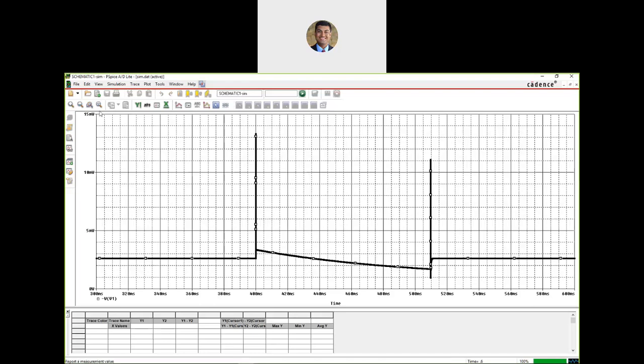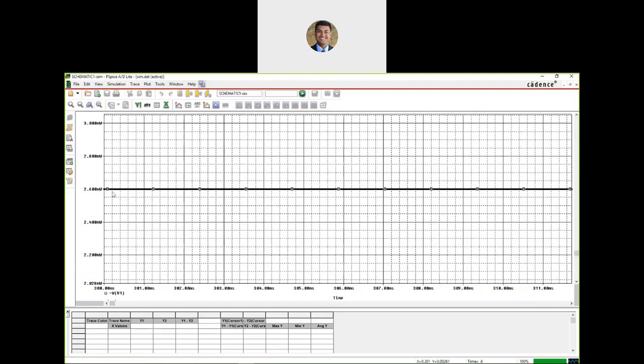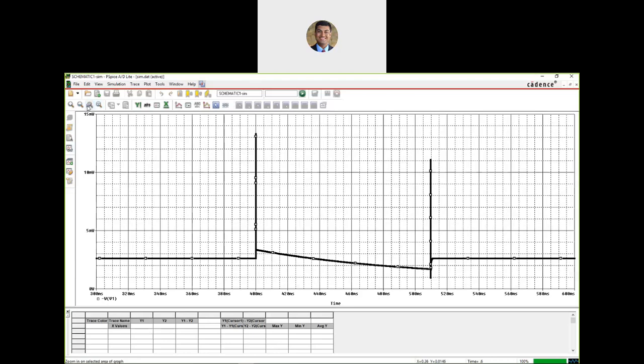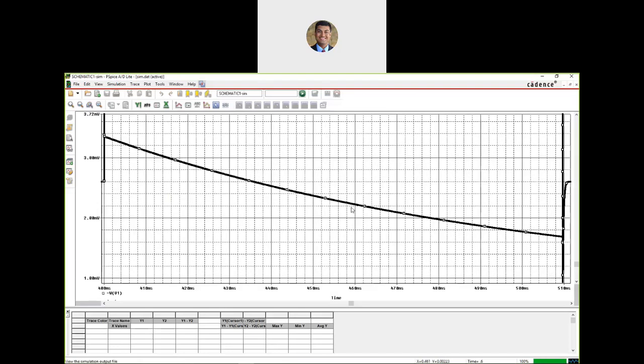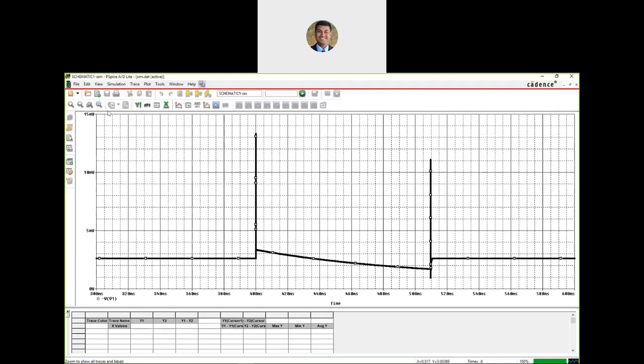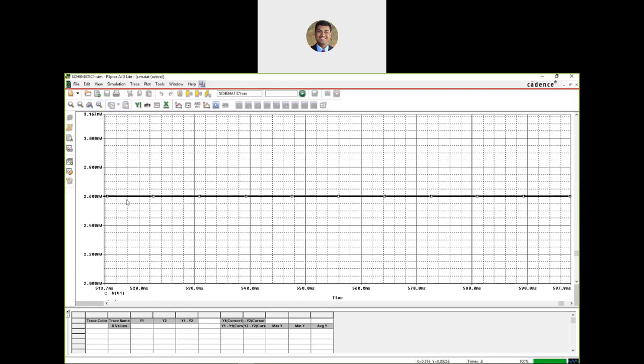So let's go and take a look at what these average values are going to be. If I zoom in on this, it is 2.6 milliwatts, and when I press the button, the power changes a bit, and the average over here during this period is around 2 milliwatts. And over here at the very end, when I release the switch, again it comes back to 2.6 milliwatts.